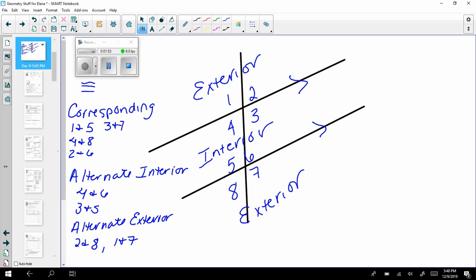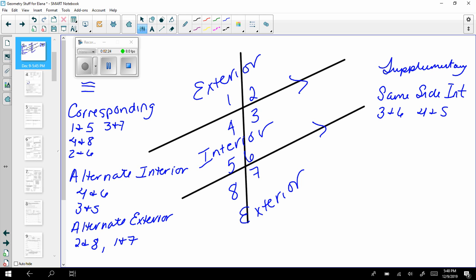Now the other types of angles that we have are supplementary, which means they add up to 180. There are two types that we mainly use. Those are same side interior. So what does that mean? They're on the same side of the transversal inside the parallel lines. So that's angle 3 and 6 and angle 4 and 5.